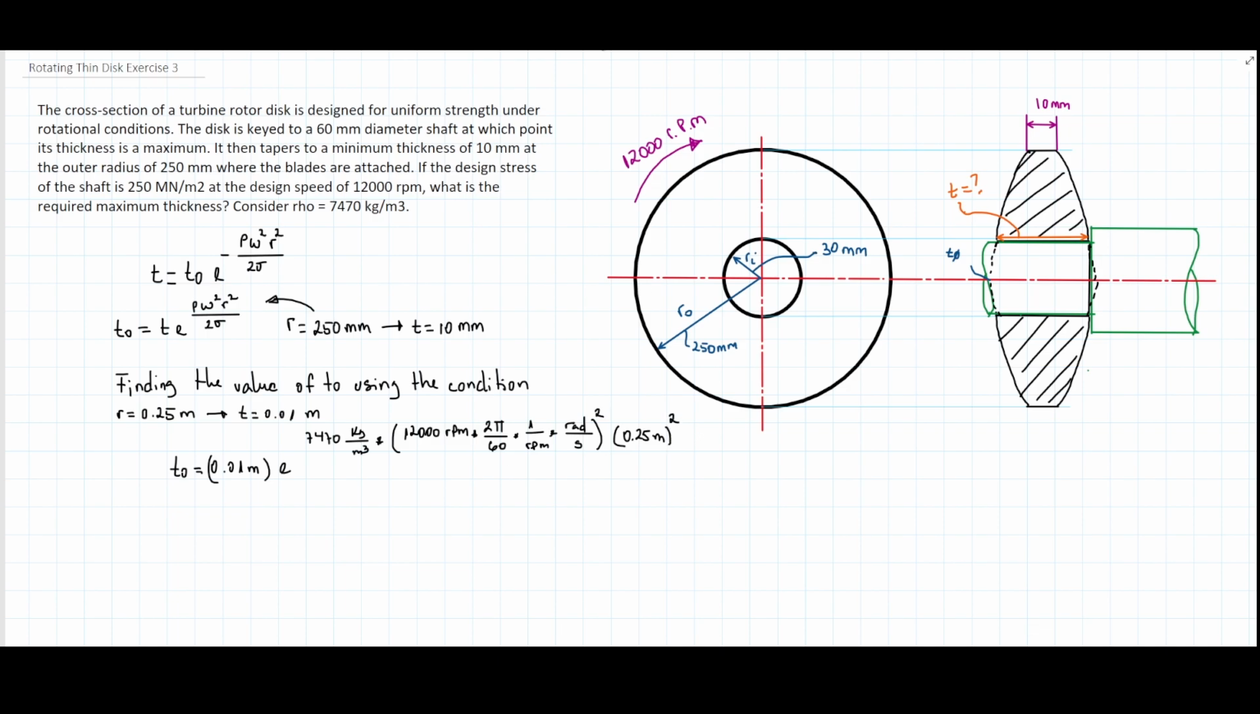And then this is going to be divided by 2 times 250 times 10 to the power of 6 newtons per square meter. And let me just move because I wrote it too close to the top here.